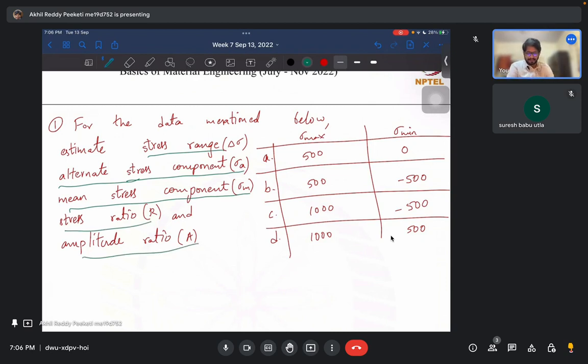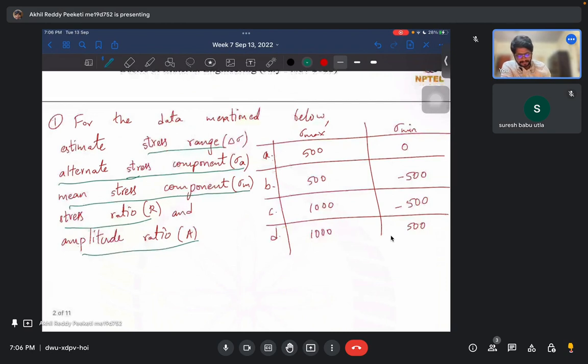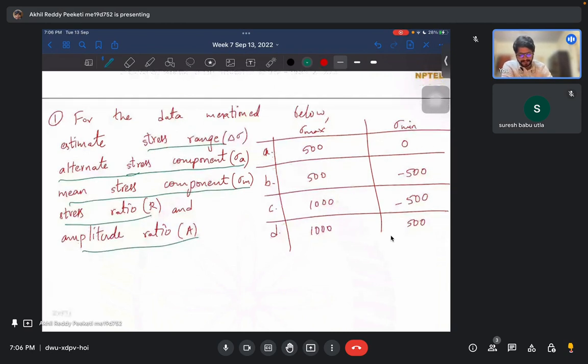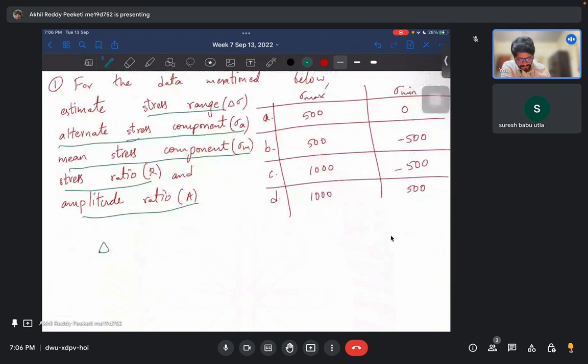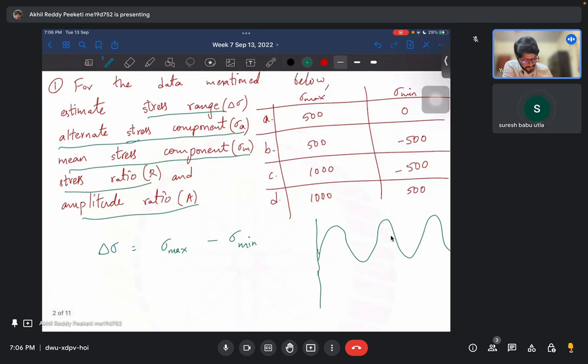So for case A, first let's see the formulas for the stress range. Stress range is basically the difference between the maximum minus minimum. So it is the total. Let's say you have some kind of cyclic loading. In this case, this is the maximum and this is the minimum. So this is the stress range.